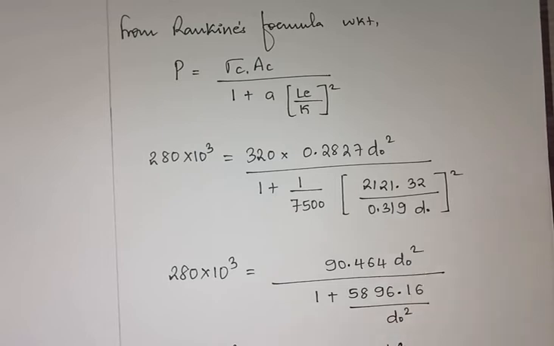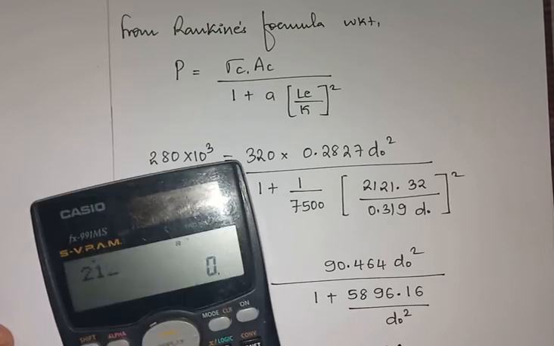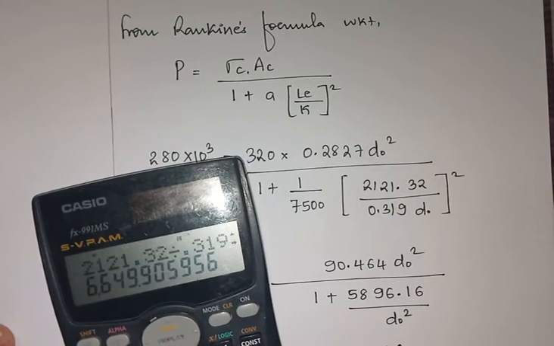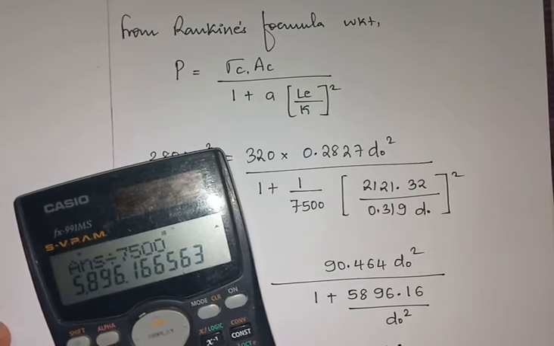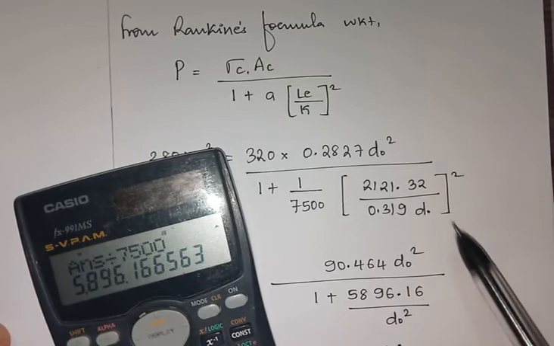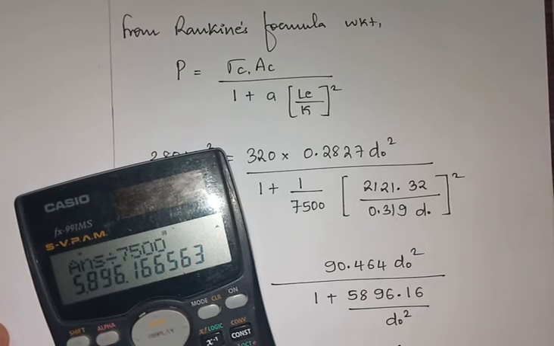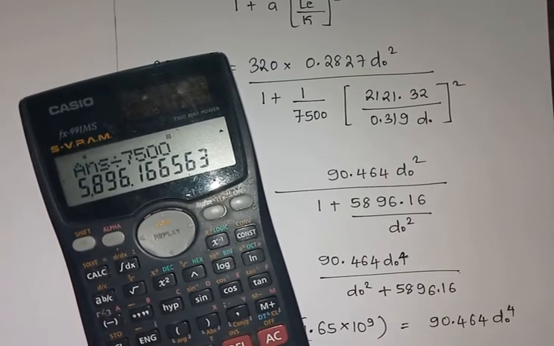So this bracket quantity, if you just simplify, 2121.32 divided by 0.319, this I need to square, so I have squared that. Then I need to divide it by 7500, so I am getting 5896. So that is how I got this 5896.16 divided by d naught the whole square remains in the denominator, right? Now I'll take the LCM here. So if you take LCM, 1 into d naught becomes d naught square plus 5896.16 as it is, divided by d naught square. Instead of writing divided by, I have taken it to the numerator. So this d naught square multiplied by another d naught square has become d naught raised to 4.